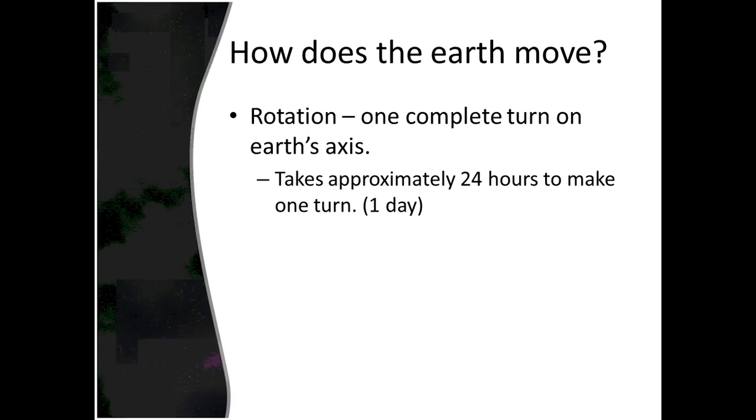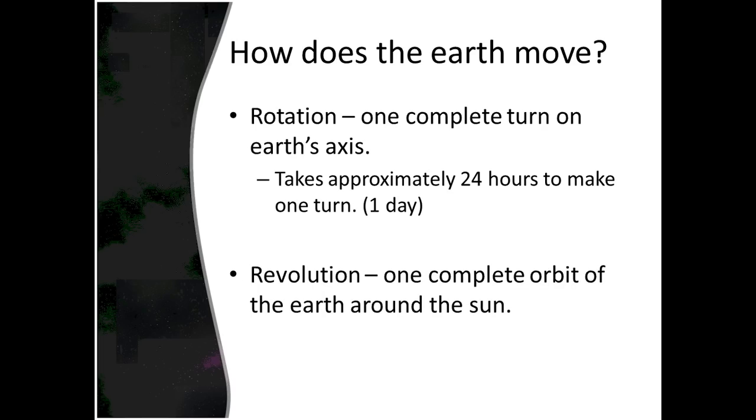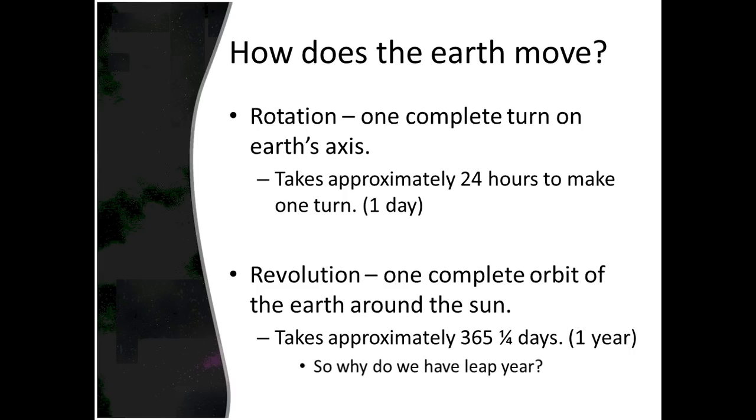24 hours it takes for it to make one turn. But it is also revolving at the same time. As it is rotating, it is also moving around the sun. It does one complete orbit of the earth, or the earth does one complete orbit around the sun. This takes approximately 365 1/4 days. This is equivalent to 1 year.